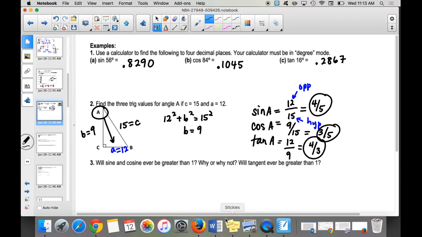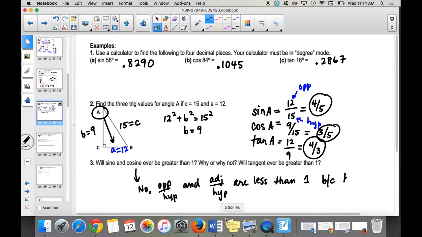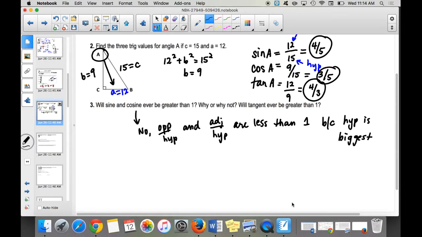So sine and cosine are never going to be bigger than 1 because you're always dividing by the hypotenuse. Hypotenuse is always the biggest, right? So no. Opposite over hypotenuse and adjacent over hypotenuse are less than 1 because the hypotenuse is the biggest. But will tangent ever be more than 1? Yeah, in that last example it was, right? Does that make sense? So tangent is the only one that can be more than 1.